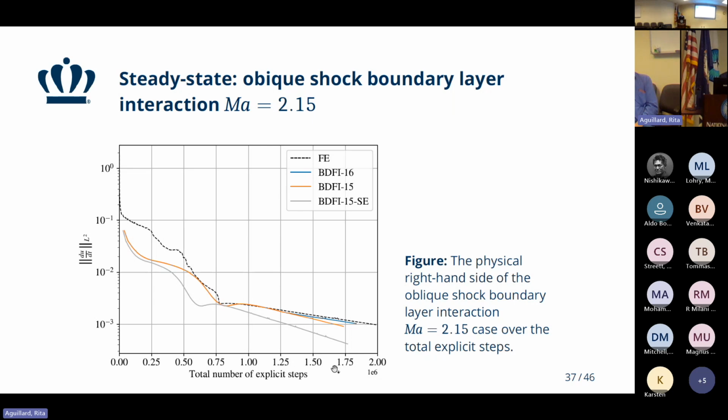And so what we have in here is that these blue and yellow, which are on top of each other until the end, are very close, but we have a little bit of a better slope at the end with this yellow.